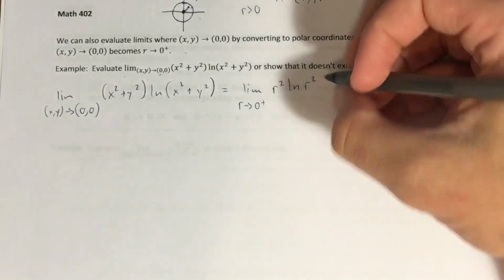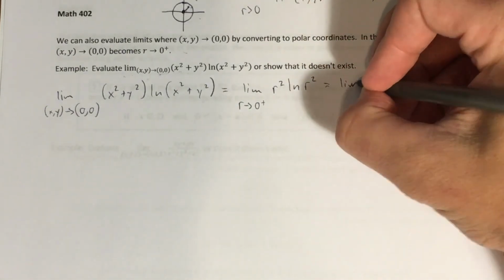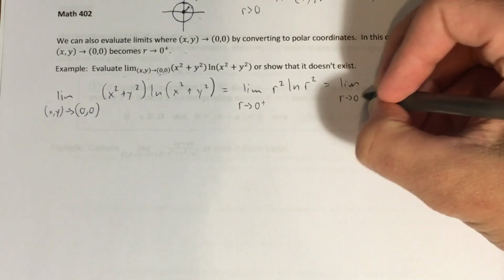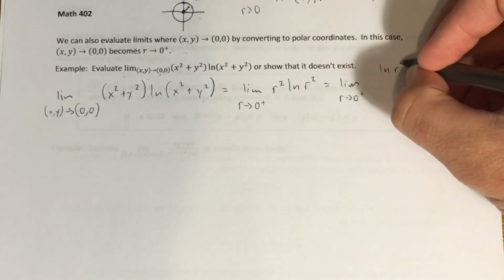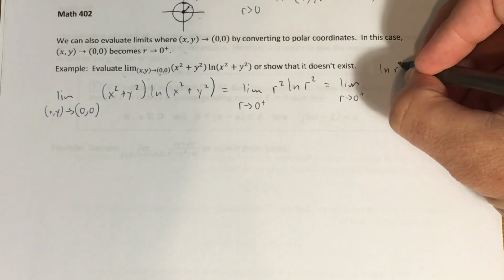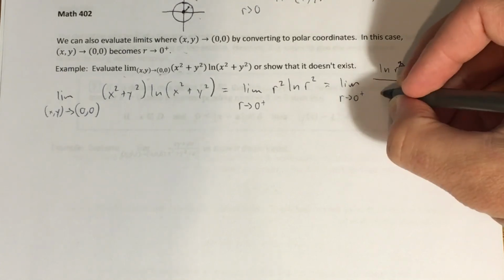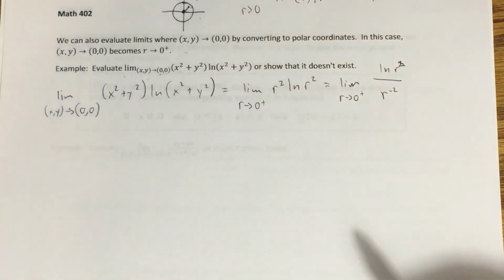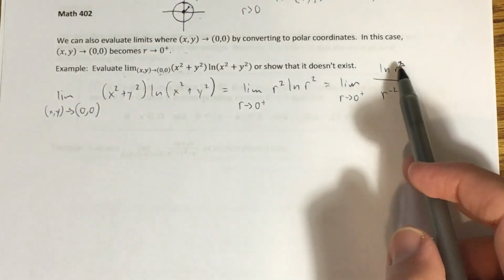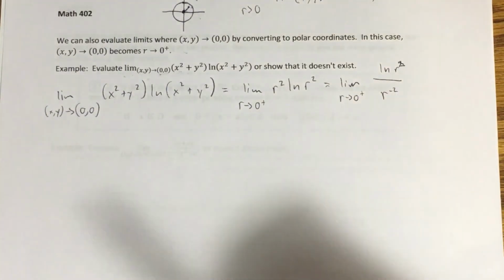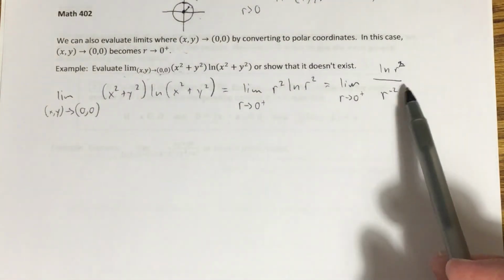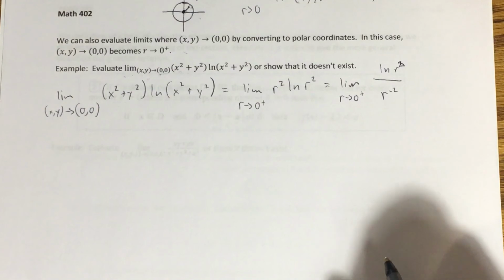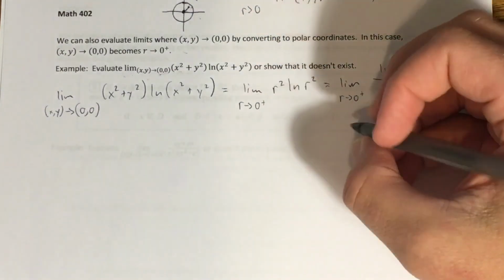However, notice if I were to write this slightly differently, the limit as r approaches 0 from the positive side of the natural log of r squared over r to the negative second power. This is one of those infinity over infinity types of indeterminate forms, which suggests that we can use L'Hopital's rule on it. So let's try that.